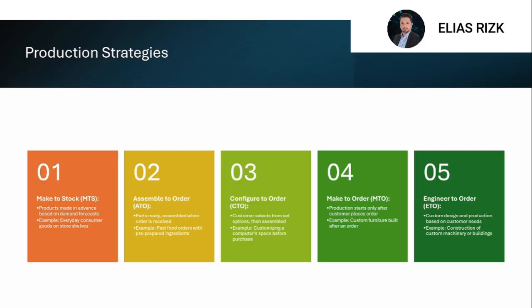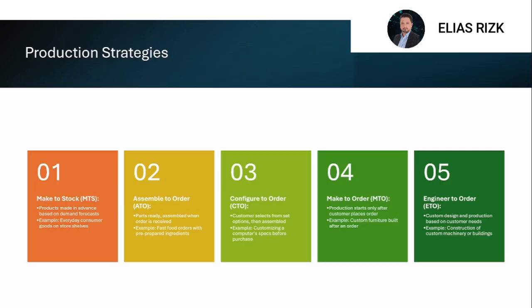And finally, we have engineer to order. This is the most customized strategy. The product isn't just made for the customer, it's actually designed based on their exact requirements. Think of a large construction project, like building a bridge, or a custom machine. The company works with the client to design and engineer the product first, and only then does production start. This strategy is all about customization and collaboration with the customer. I hope this breakdown of the production strategies makes it easier to understand.